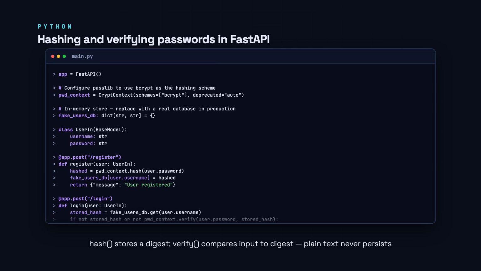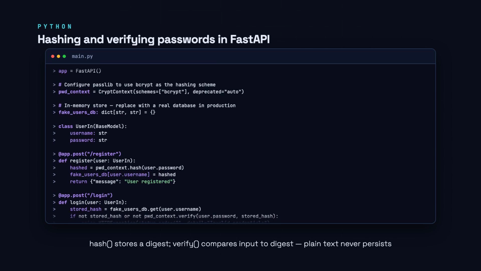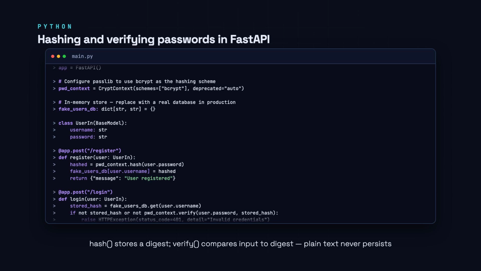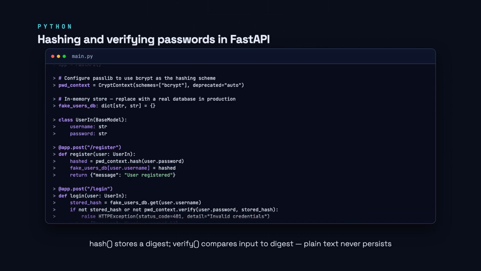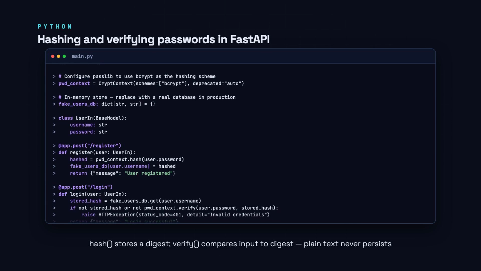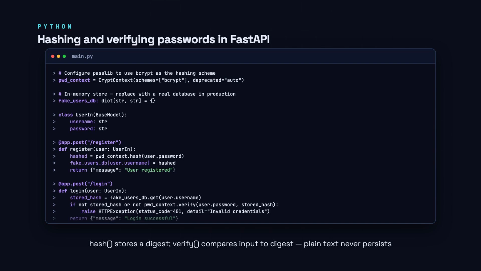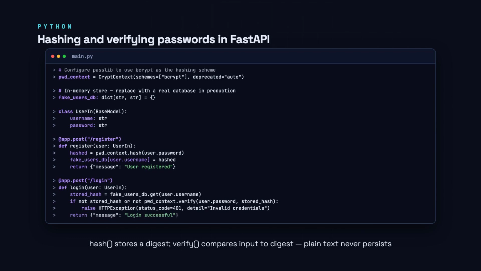In the login endpoint, we retrieve the stored digest, then call pwd_context.verify with the incoming plain text password and the stored digest. Passlib hashes the input the same way and compares. If they match, the login succeeds. If not, we raise a 401. The plain text password exists only for the duration of the request and is never written anywhere.